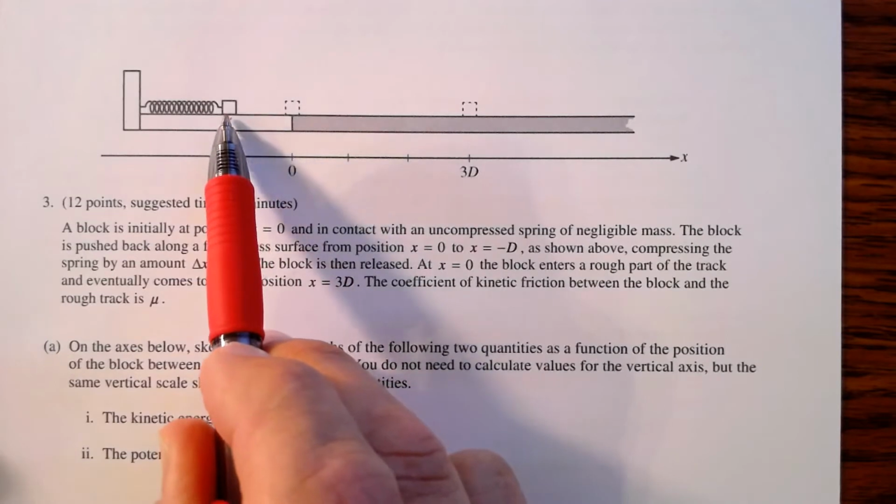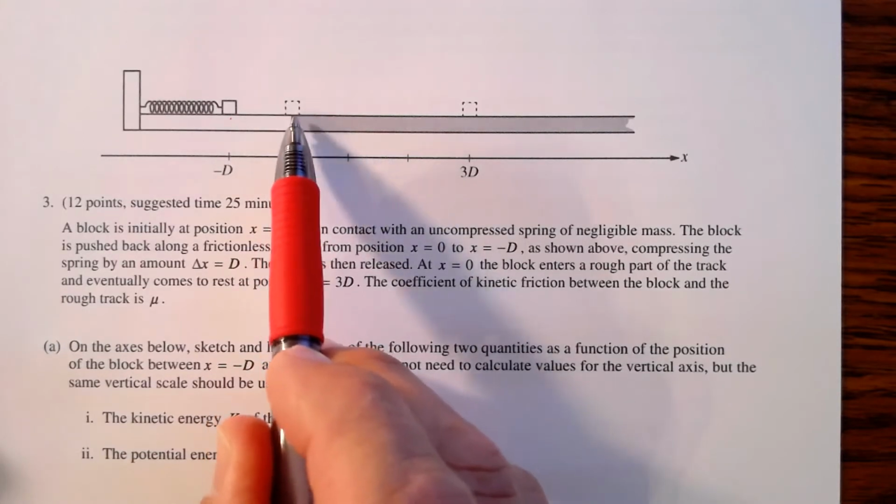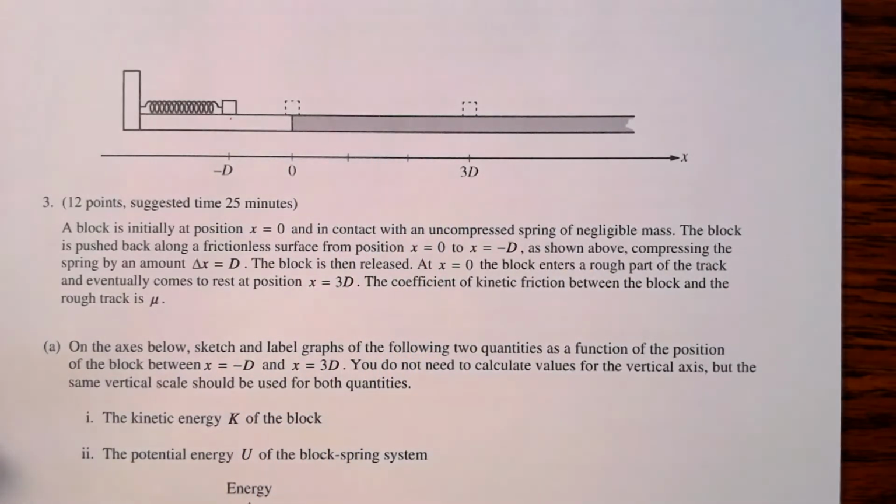So the block is going to gain energy from the spring, and when it gets here, the spring is no longer compressed. And so it's going to have all the energy of the spring, and then it's going to slide along a rough surface until it eventually comes to a stop. Okay? And we have to figure out what's going on in this case.